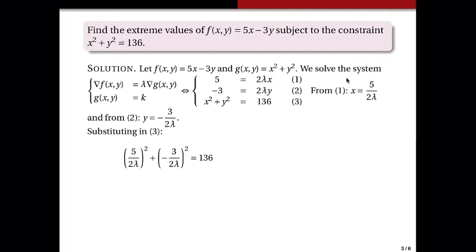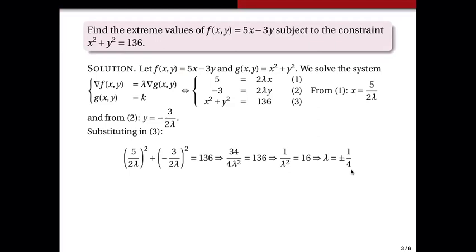And once we have the value of lambda, we will be able to get the value of x and the value of y corresponding to that lambda. So here, we replace this x with 5 over 2 lambda, and we replace the y with negative 3 over 2 lambda, and we will have this equation. If we try to solve this, we will have 34 over 4 lambda squared equals 136. Then 1 over lambda squared equals 16, and therefore lambda is equal to plus or minus 1/4.